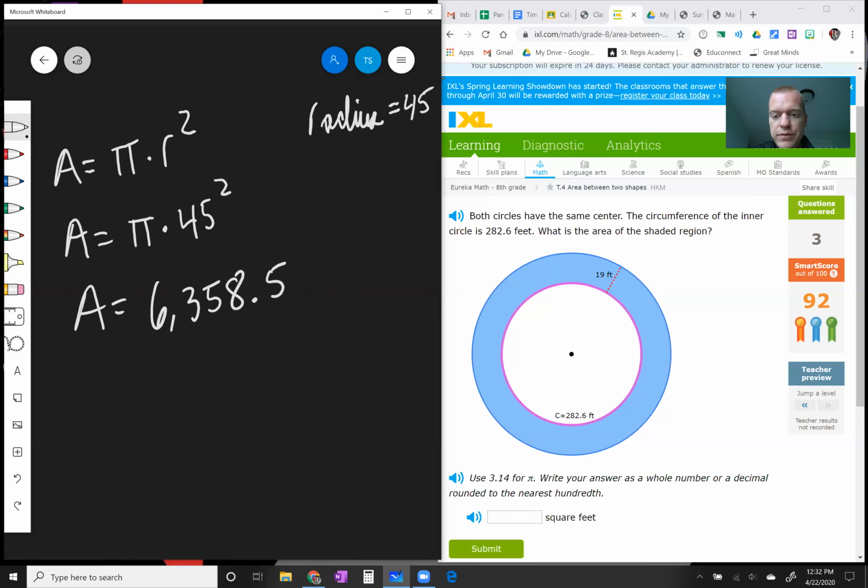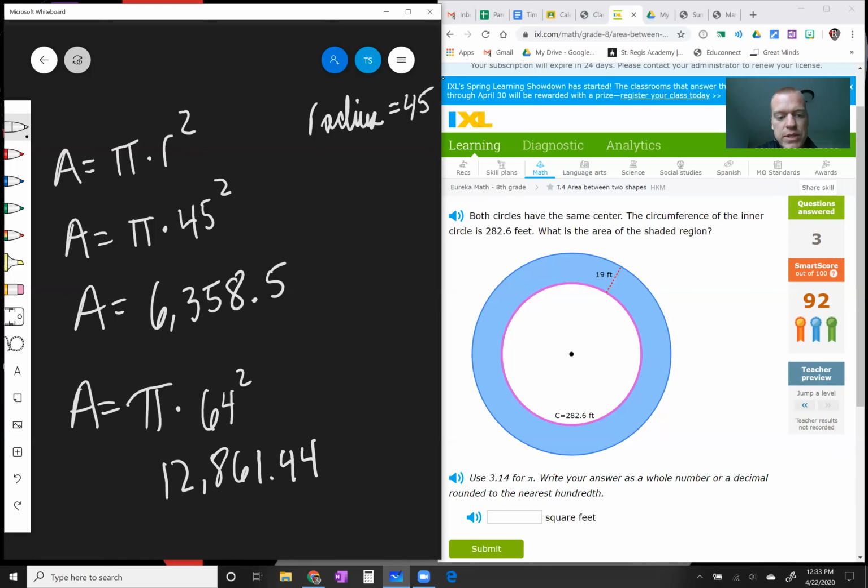Okay, let's find the area of the outer part now. So remember I said 45 is from here to here, but plus another 19, right? 64. Okay, so the whole radius from here to here is 64. So to do that, we got to do the area is pi times r squared, 64 squared. Okay, so 64 times 64 is 4,096 times pi gives us 12,861 and 44 hundredths.